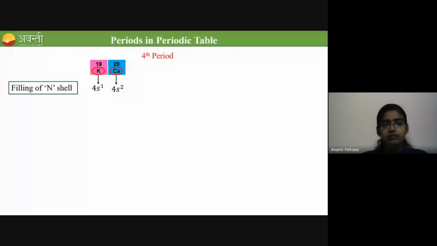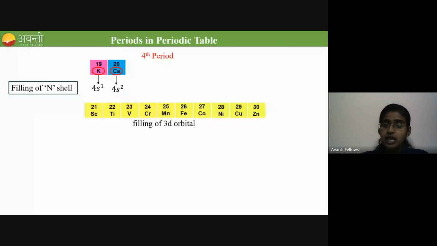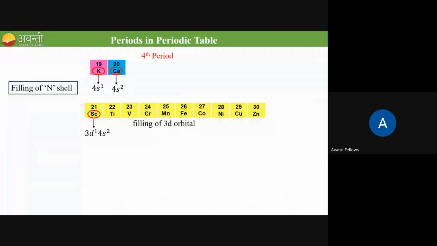Also we have a few more elements from scandium till zinc. Here the filling of the d orbital takes place, especially the 3d orbital. For the fourth period elements, 3d orbitals will be filled. For scandium, it is 3d1, 4s2. And for zinc, it is 3d10, 4s2.